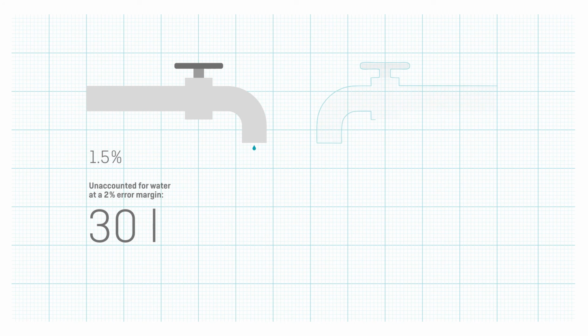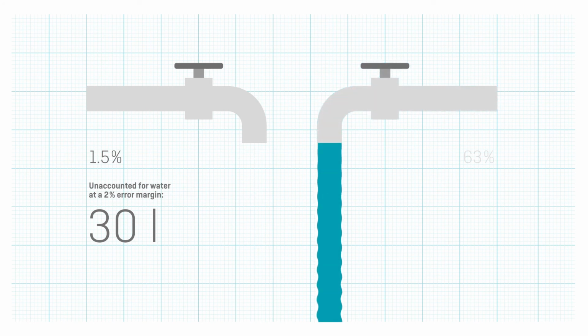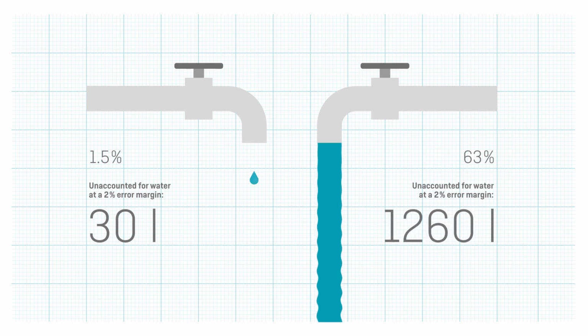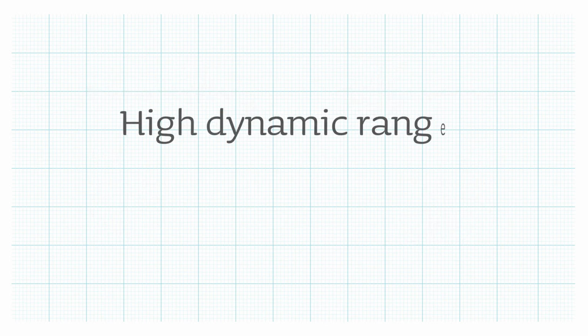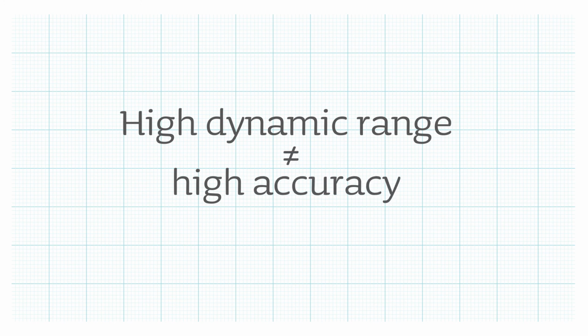If the same error margin applies to the main consumption area accounting for 63%, it translates to 1,260 liters. In other words, having the highest possible dynamic range is not the key. Having the highest possible accuracy in the main consumption area is.